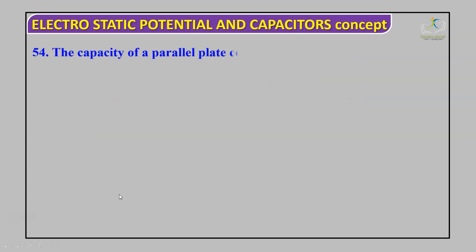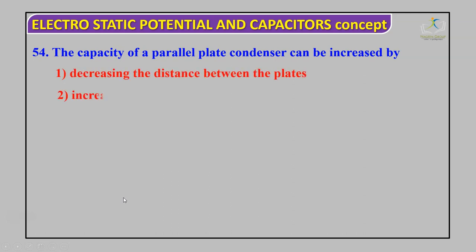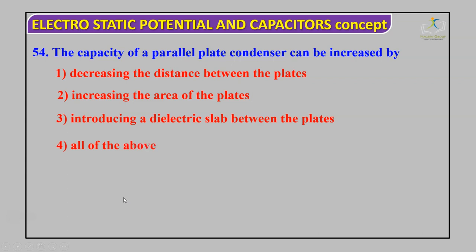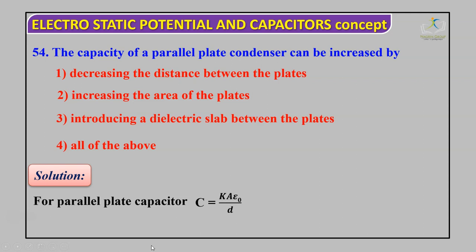Next question we have. The capacity of a parallel plate condenser can be increased by decreasing the distance between the plates, increasing the area of the plates, introducing a dielectric slab between the plates, all of the above. Let us see the solution of this question. For a parallel plate capacitor, we have C is equal to K A epsilon naught by D. According to that, decreasing the distance between the plates can increase the capacity of the capacitor. Increasing the area of the plate increases the capacitance. Introducing the dielectric slab between the plates means capacitance will be increased that time also.